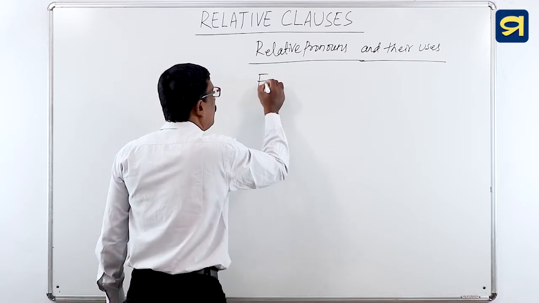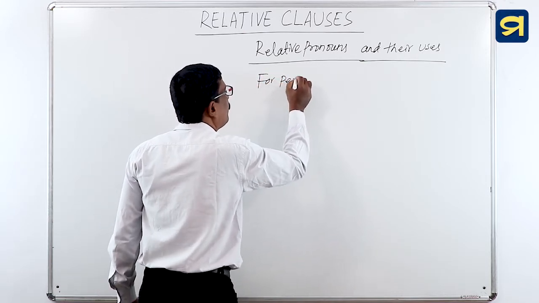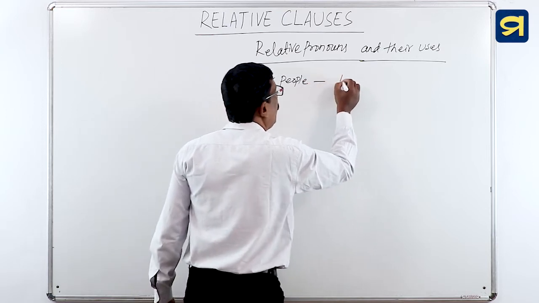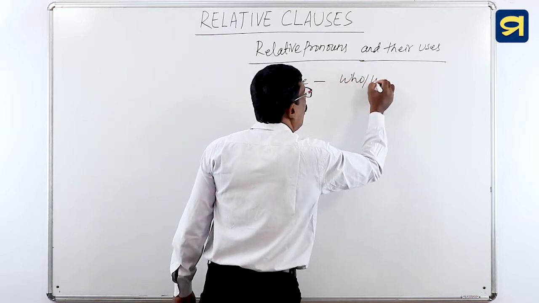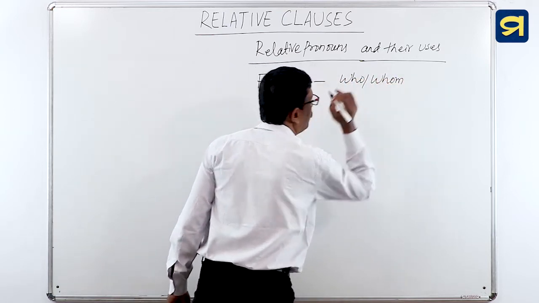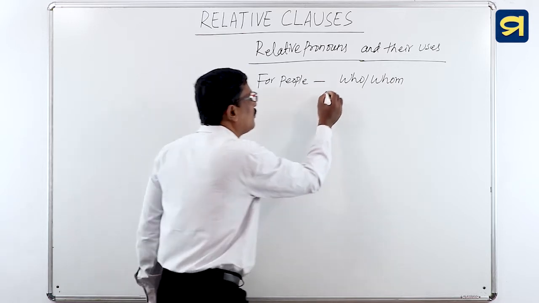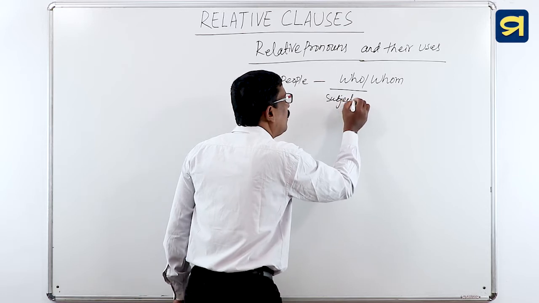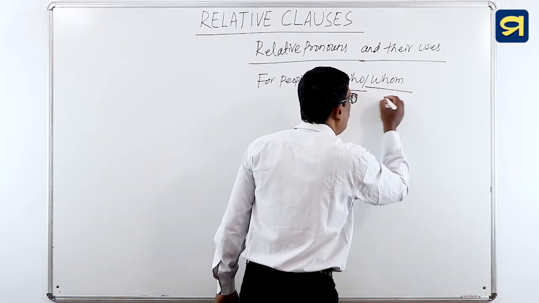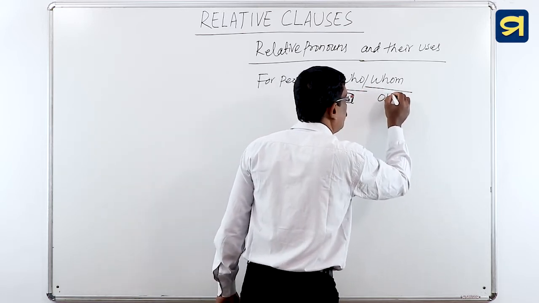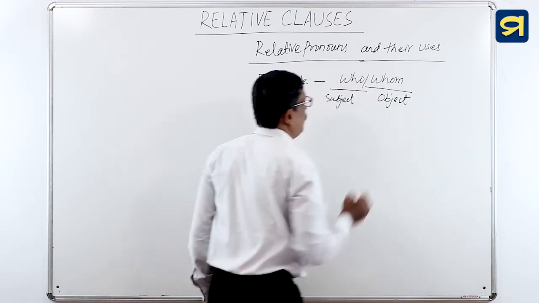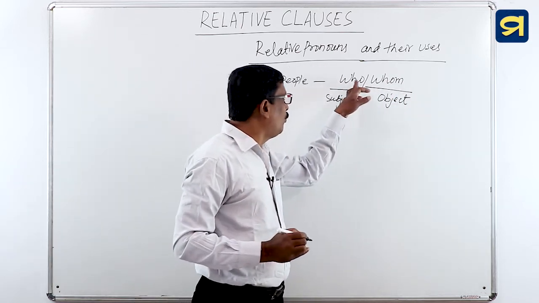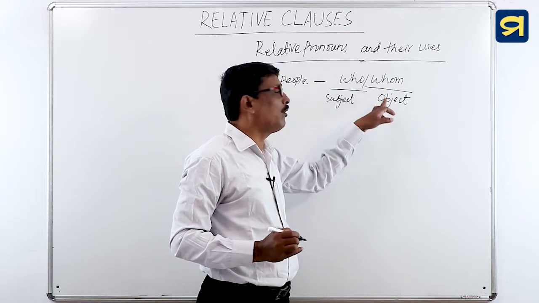For people, the relative pronoun who or whom is used. Particularly for subject, who is used, and for object, whom is used. Instead of whom, who may be used for object.